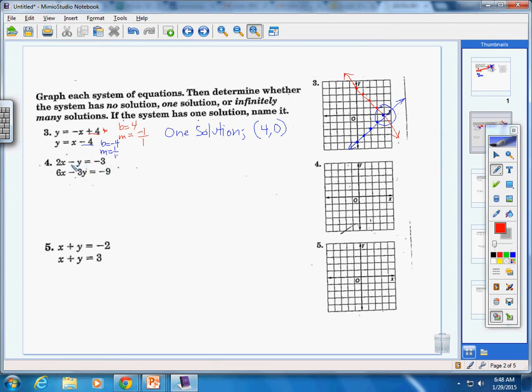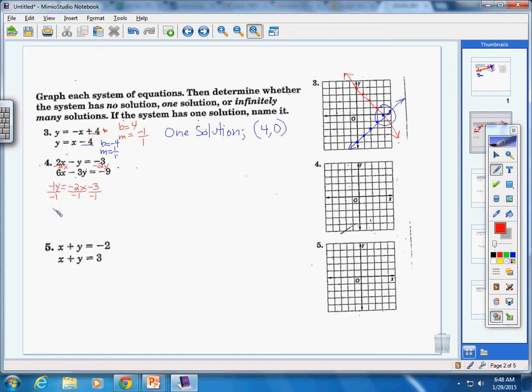I'm going to subtract 2x from both sides, and that's going to leave me with, I'm going to do my work down here, negative y equals negative 2x minus 3. And then my last step, since this is a negative 1y, I need to get rid of this negative 1, so I'm going to divide by negative 1 on both sides. That means divide everything by negative 1.